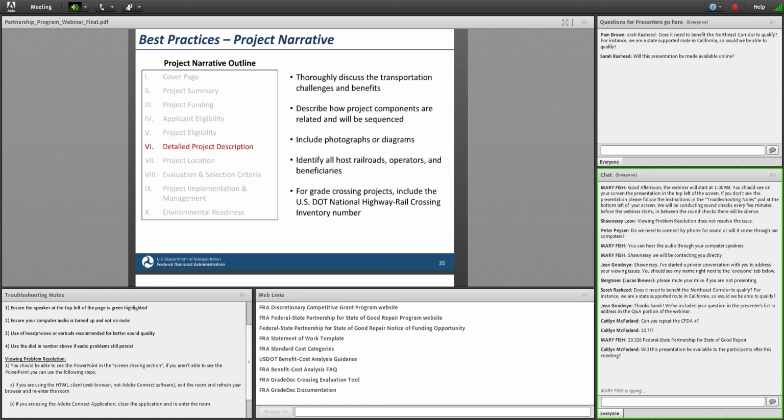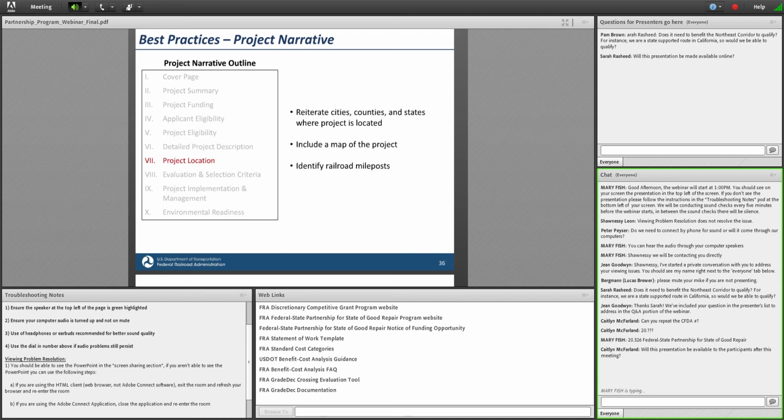In terms of the detailed project description, this is where you build off of that short project summary that's provided earlier in the narrative. This is your opportunity to thoroughly discuss the transportation challenges and benefits of your project, describe how the project components are related and how they'll be sequenced. And we ask that you include photographs or diagrams related to your project. It really helps your project resonate with both evaluators and decision makers.